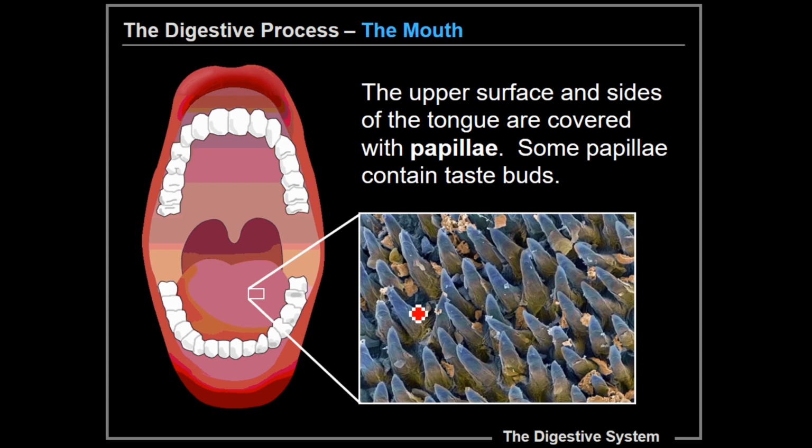All right, so talk about the tongue. The upper surface and the sides of the tongue are covered with papillae. Papillae are tiny, what we call finger-like projections, and some of these papillae will contain taste buds, not all. So here is a picture through a scanning electron microscope of the papillae on the tongue.